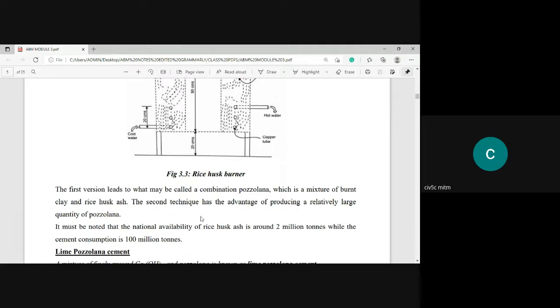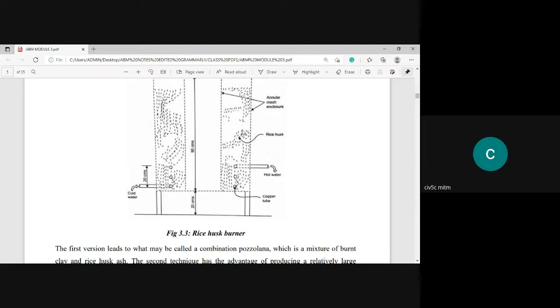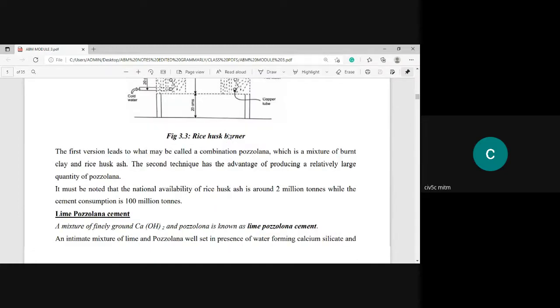Next, in these two methods, which is the best pozzolanic material I can get? The first version leads to what may be called combination pozzolana, that is a mixture of burnt clay and rice husk. It is a combination material. The second technique has an advantage of producing a relatively large quantity of pozzolana. That means here you are going to get only rice husk ash, hence a large quantity of rice husk ash.